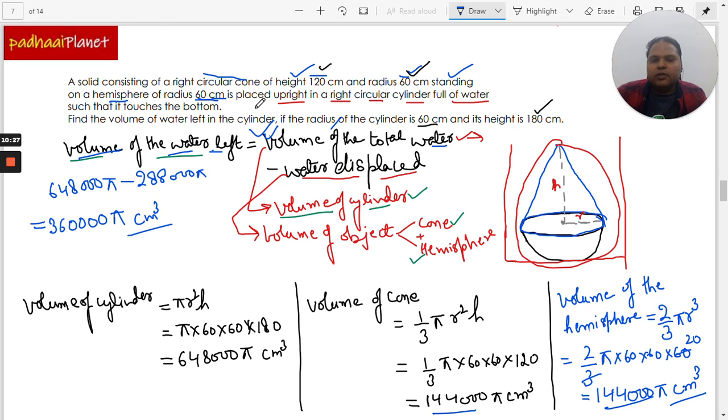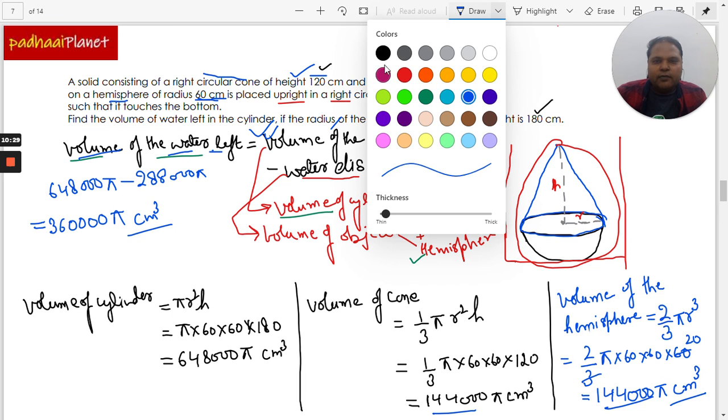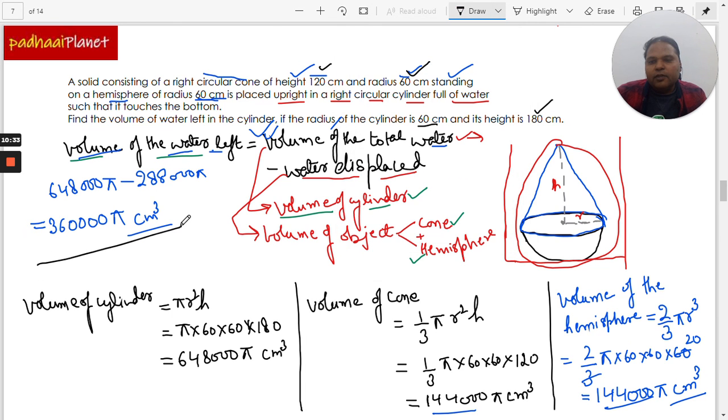So this is what is left in the cylindrical vessel after the object is immersed into the water completely. I hope you could understand. This question was also very simple, but a little lengthy because of the calculation involved in it. But I hope it was clear and you could understand this.